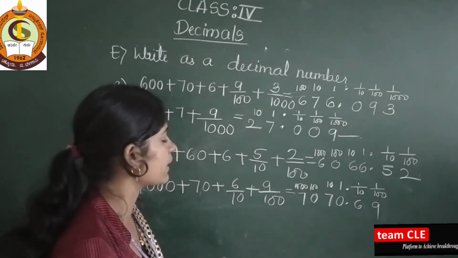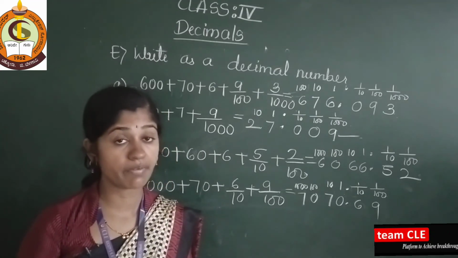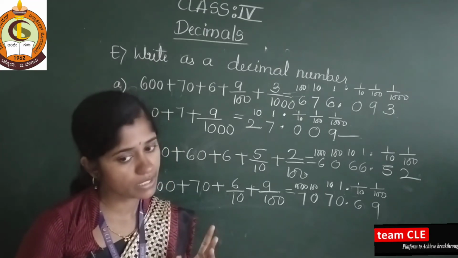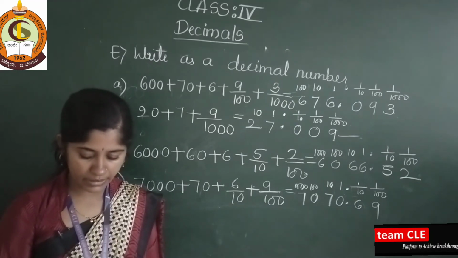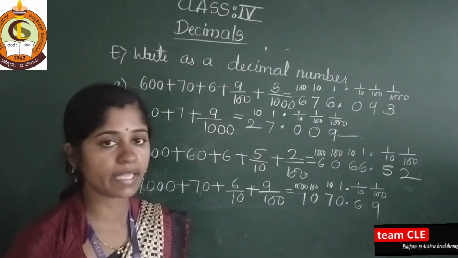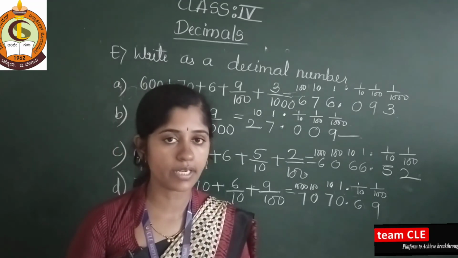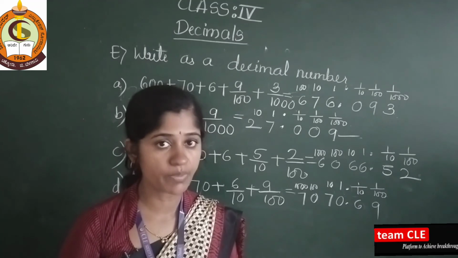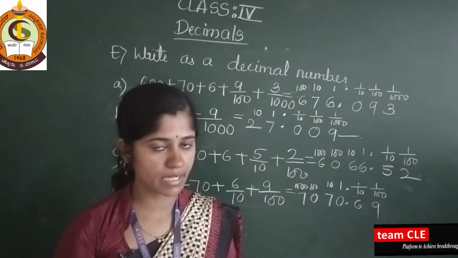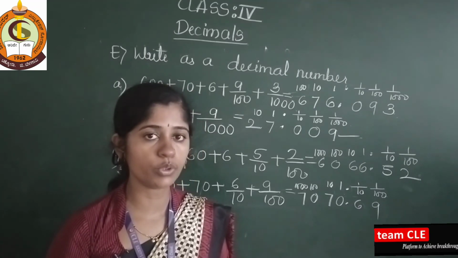Most of the students are writing 77.69. That is completely wrong. So here I have solved D and E. So solve all the examples neatly and send it to my WhatsApp number. Very soon you have a periodic test. So prepare for your exam. I hope this class is clear to you. Thank you.